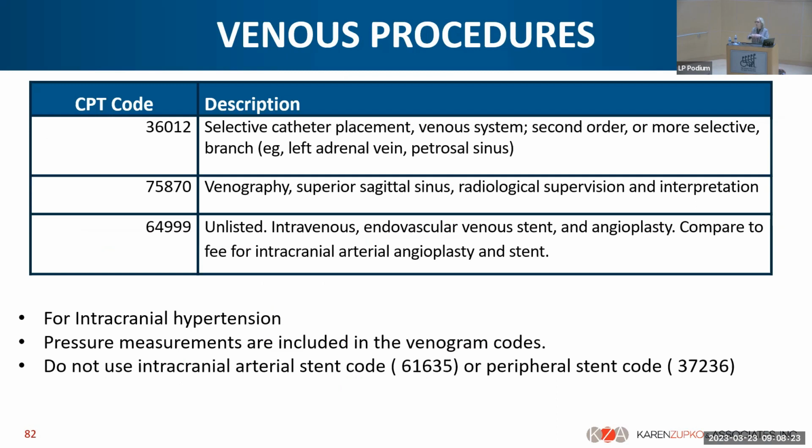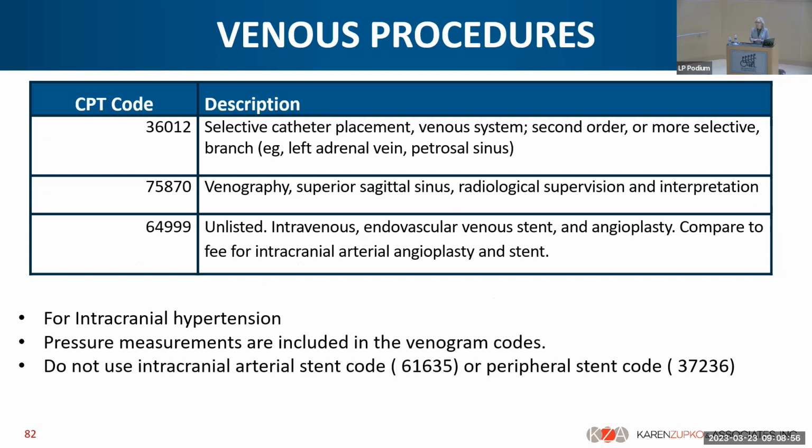The biggest thing going in neuroendovascular is the increase in venous procedures in the brain. If you're doing venous procedures, for example, venous stenting for intracranial hypertension, that's the most common reason to do a stent in the venous system in the brain. There's no code for that. It has to be an unlisted code, 64999. We can't use the peripheral code. We can't use the arterial code. That's specifically for atherosclerosis. You have to use an unlisted code.